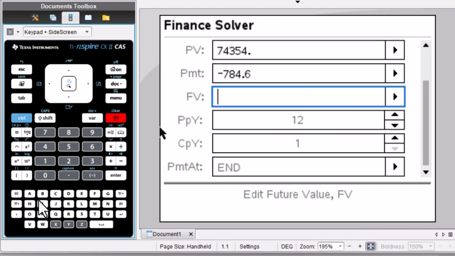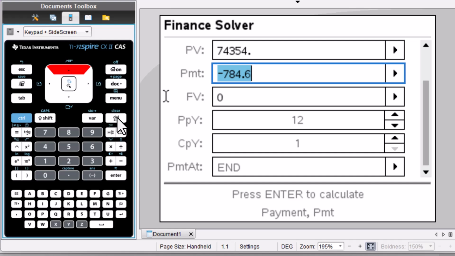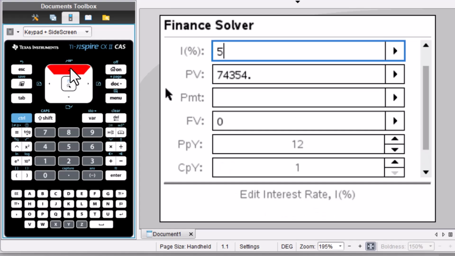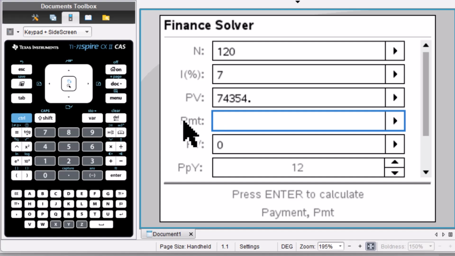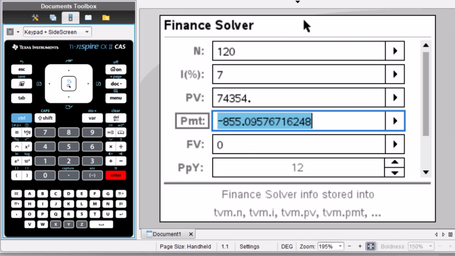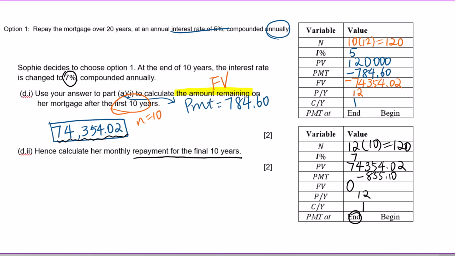Future value is 0. PPY is 12. CPY is 1. PMT is something we are looking for. Present value is $74,354.02. Interest rate is 7. Capital N is 120. Cursor on PMT, enter. Monthly repayment is $855.10.